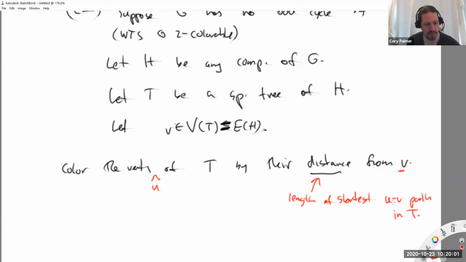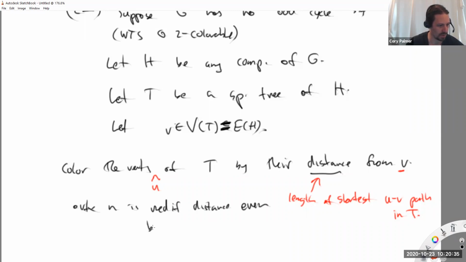And how are we gonna color by distance? We're gonna color based on whether it's an odd distance or an even distance, okay? Vertices at odd distance are red, vertices at even distance are colored blue. And again, shortest distance is well-defined, but certainly because we're in a tree, this is unique, right? The vertex won't get colored red and blue because the shortest path is either of odd length or of even length, right? So vertex U is red if distance is even, and blue if distance is odd. Right, otherwise. Okay, so that's the two coloring of T.